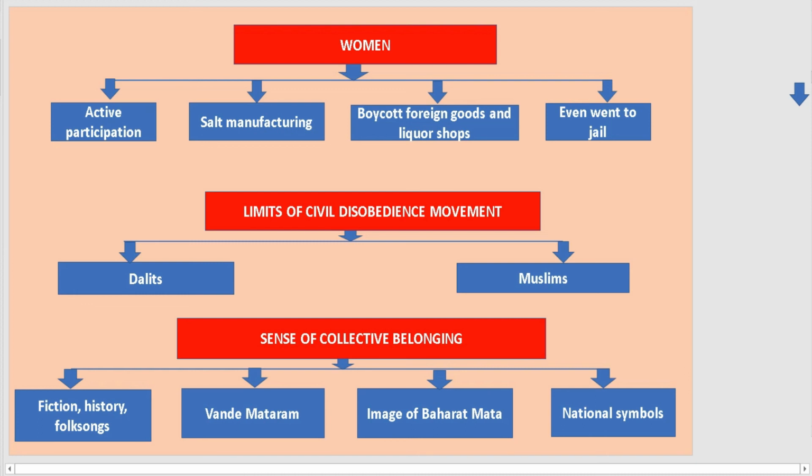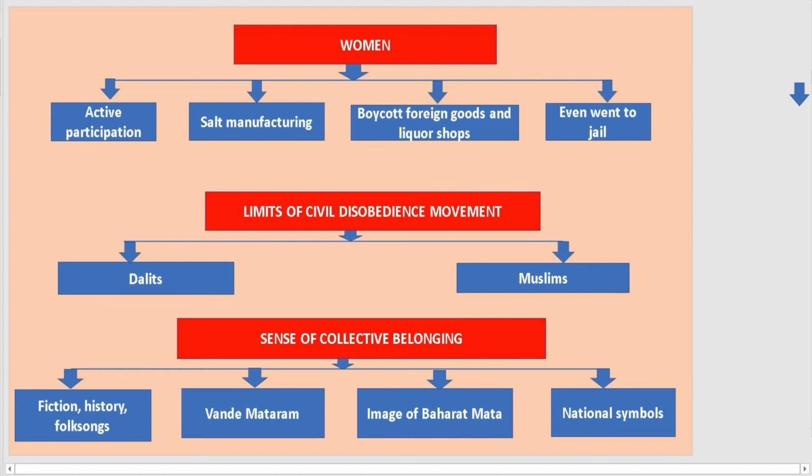Next, the last heading of the chapter is sense of collective belonging. Here are the points given on how the great leaders promoted the feeling of nationalism. Nationalism is also a very important word, and it is the heading name of this chapter, nationalism in India. The word nationalism is derived from the Latin word natus, N-A-T-U-S. Natus means love and patriotic feelings towards the nation.